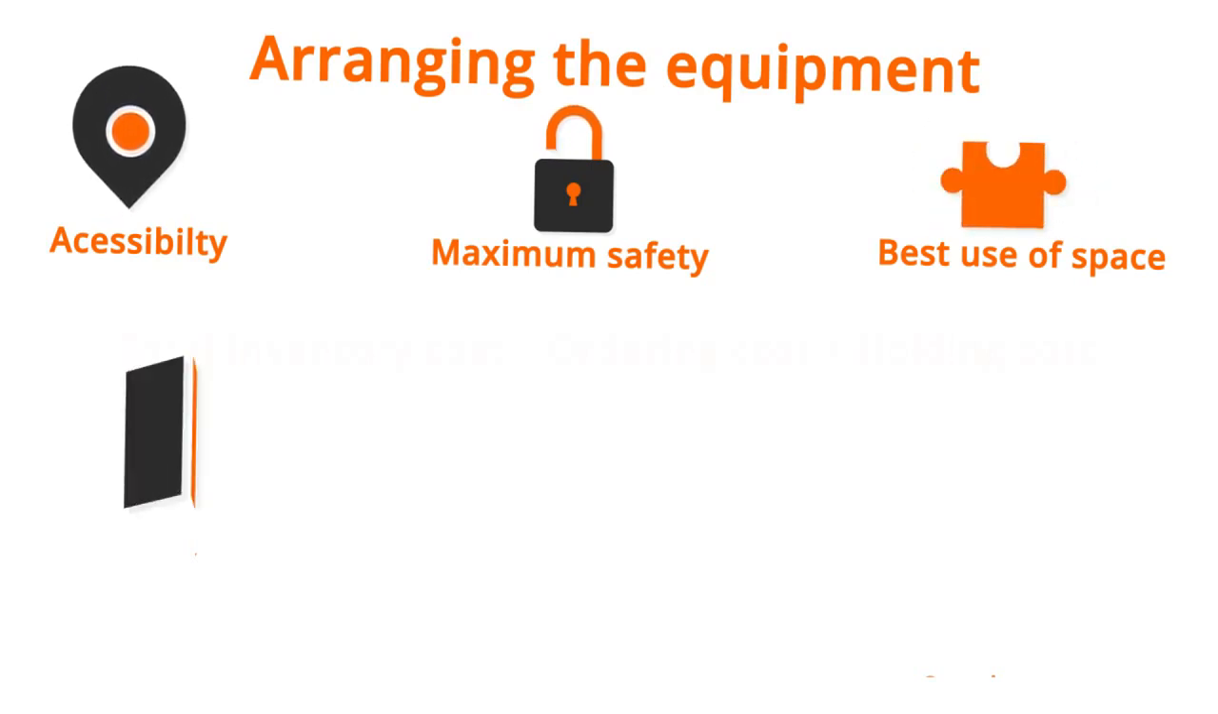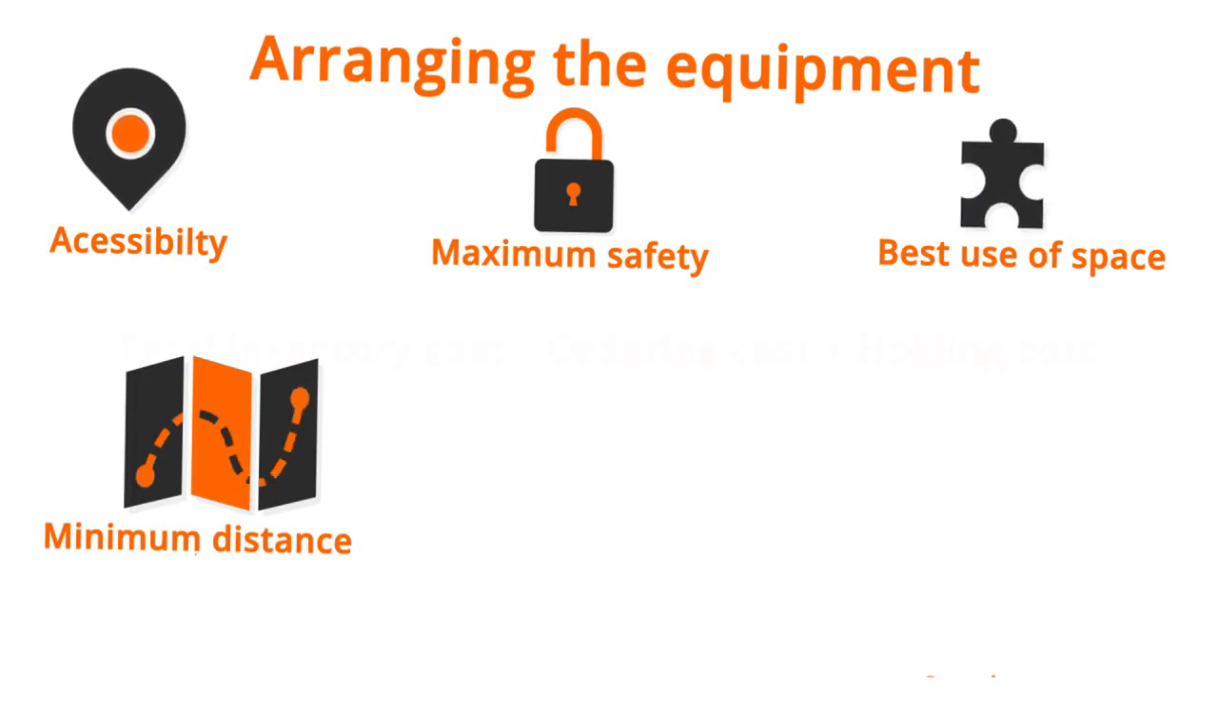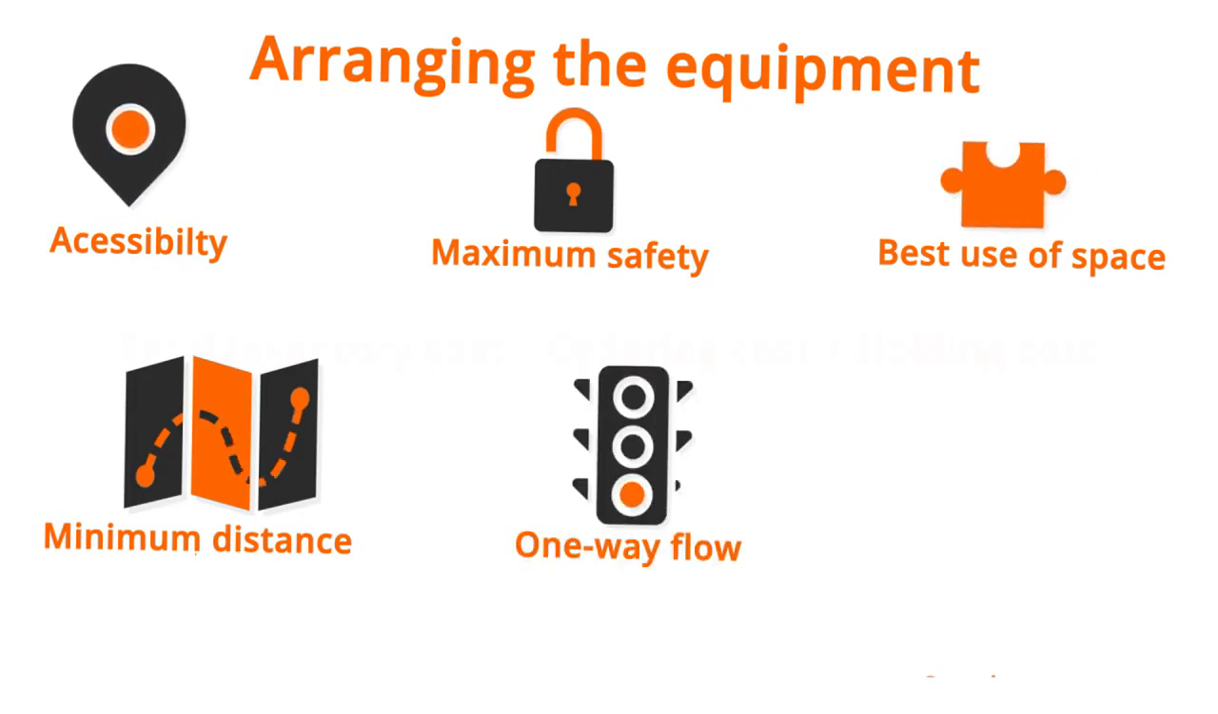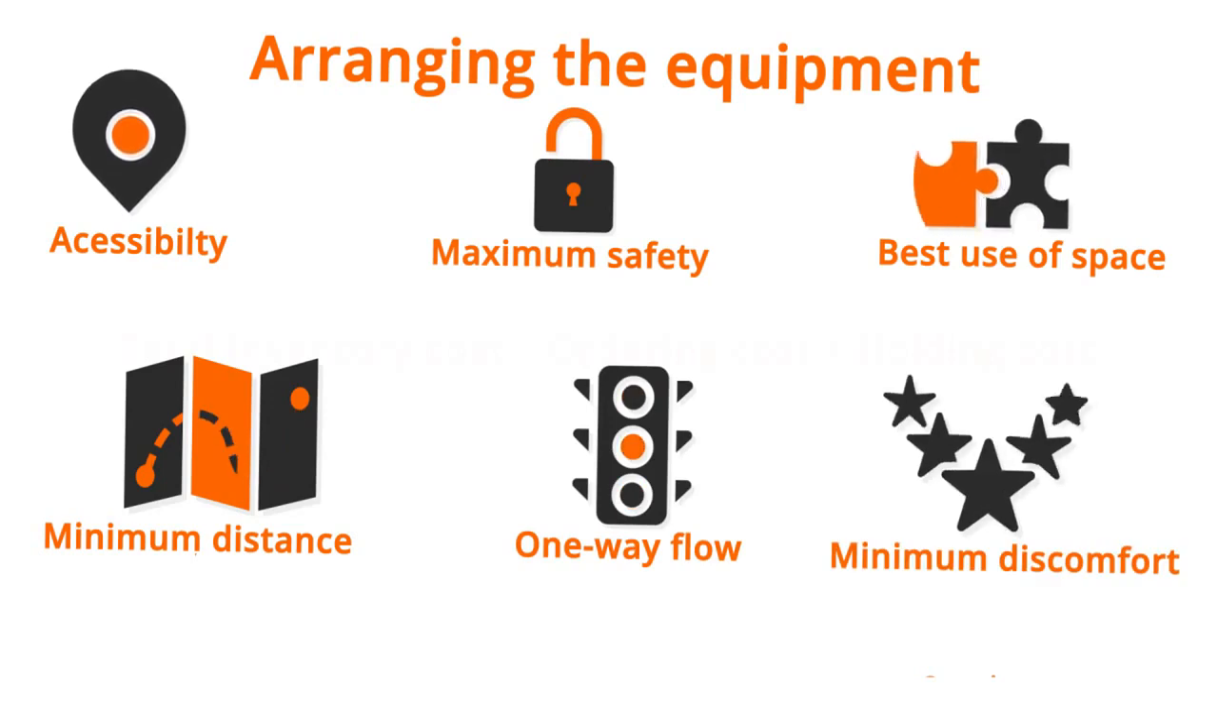Number 4, minimum distance. The equipment should be within reach of the workers in the factory. Number 5, one-way flow. There should be a one-way flow for the production equipment. And lastly, minimum discomfort. The equipment should not be of any inconvenience to any of the workers or staff in the factory.